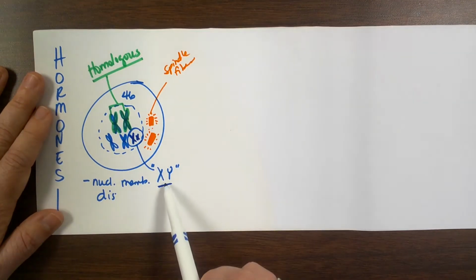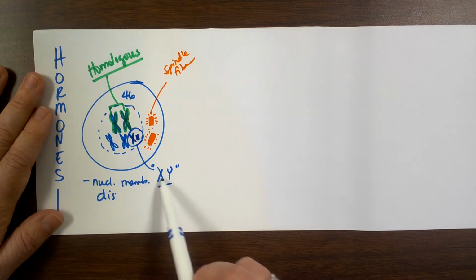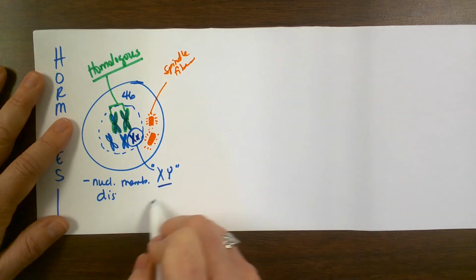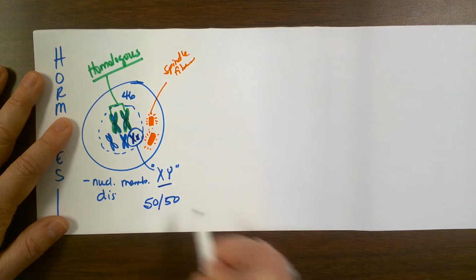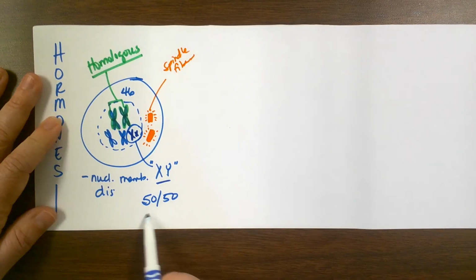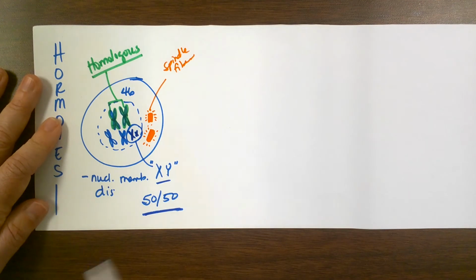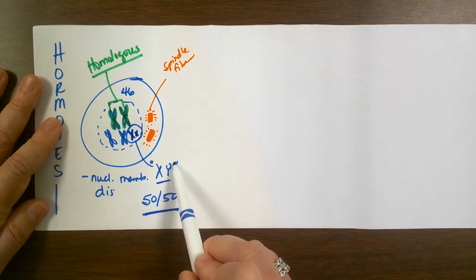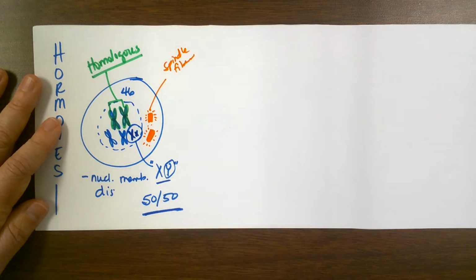When males make sperm cells, half their sperm cells get an X and half get a Y. So there's literally a 50-50 chance that we're going to have a baby girl or a baby boy. And it's actually the father that determines it, because only the father has that Y chromosome. If the baby doesn't get the Y chromosome, then the baby's a girl.